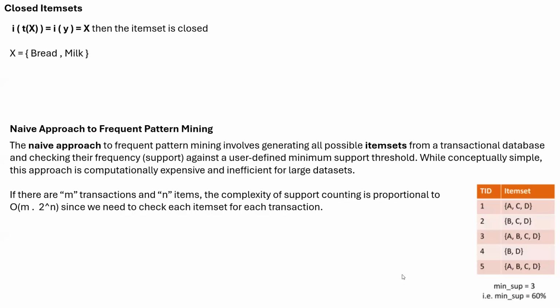Here we are given the minimum support as 3, or minimum support as 60%. 60% of transactions, 5 of them, is 3, right? We have 5 transactions, and 60% of that is 3. If we have 100 transactions, 60% of that is 60, right? So if an item set is happening together in more than 60 transactions, we consider that a required frequent item set.